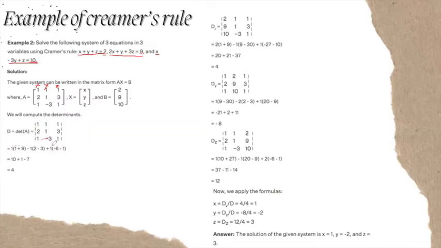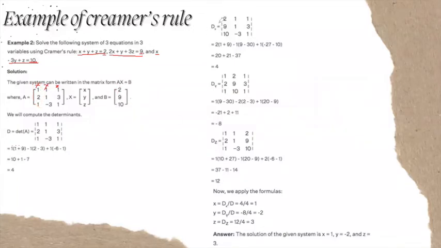So it would be 1 times negative 6 minus 1 equals 10 times 1 minus 2, 7 equals 4. So d equals 4. We are going to look for dx. Now, if you want to find dx, we have to replace the coefficient of x with the numbers in b form, which are 2, 9, 10.